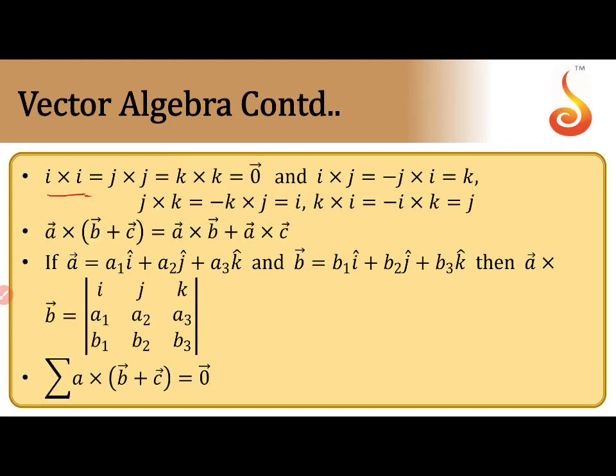Next, what is I cross I? What is A cross A? 0. I cross I is also 0 bar. This is a vector here. J bar cross J bar is also 0 bar. K bar cross K bar is also 0 bar.